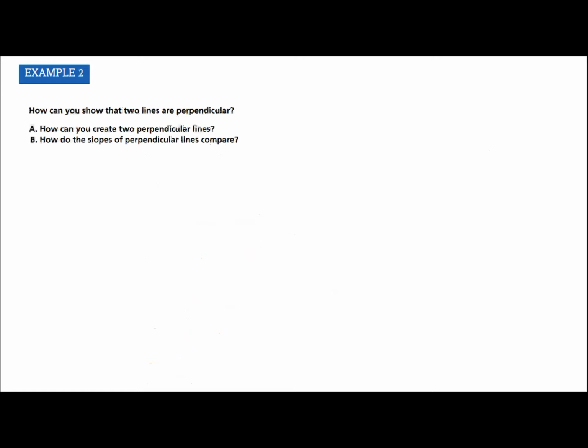All right. Example 2, how can you show that two lines are perpendicular? How can you create perpendicular lines? All right, so when we talk perpendicular lines, we're talking about lines that look like this. Perpendicular lines do cross, and they intersect and form a 90-degree angle there. No matter what they're doing, they're going to form a 90-degree angle, which is important because of the relationship in that slope. So how can we create perpendicular lines?